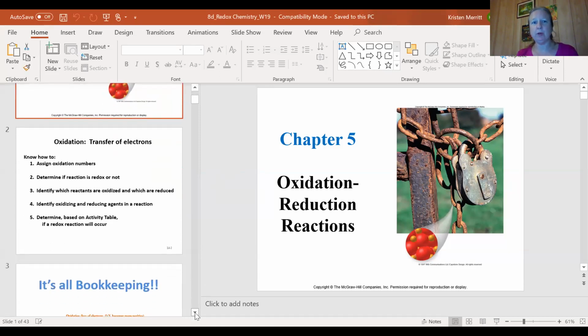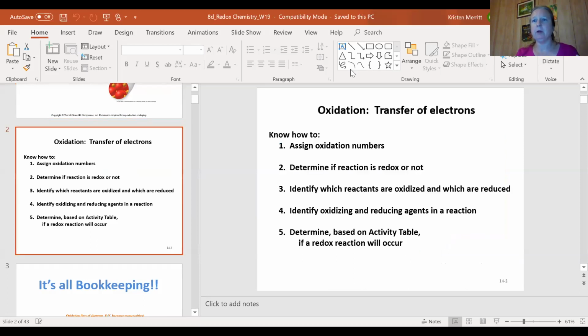We're not going to get too deep into it, but it involves a transfer of electrons, and we know what's happening by assigning something called an oxidation number. And again, it's actually very straightforward. So you're going to learn to assign oxidation numbers. You're going to learn to determine if a reaction is a redox or not.